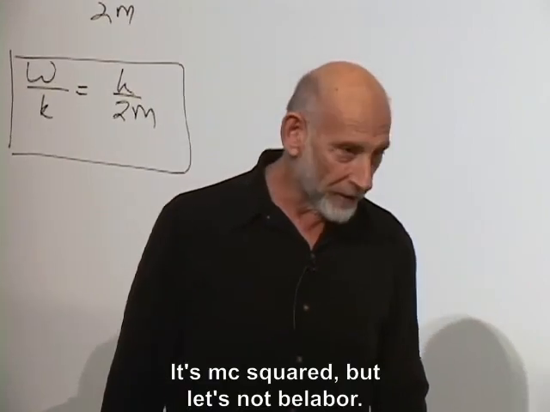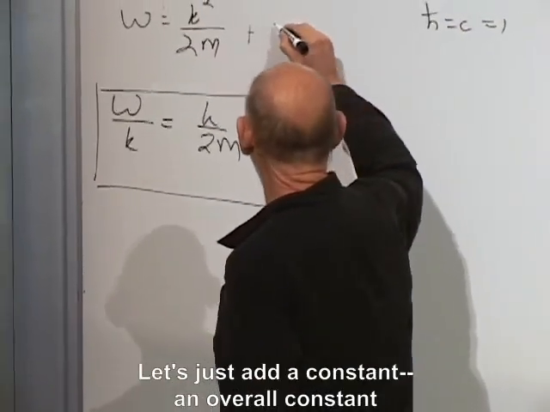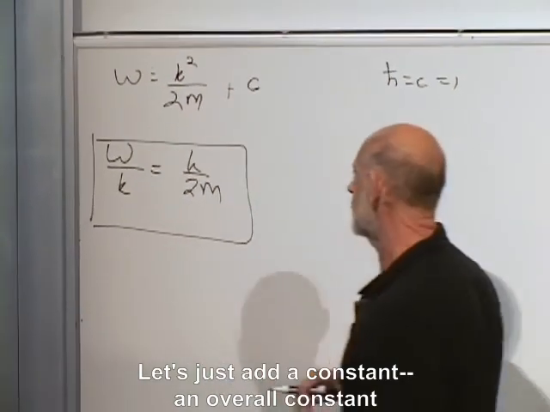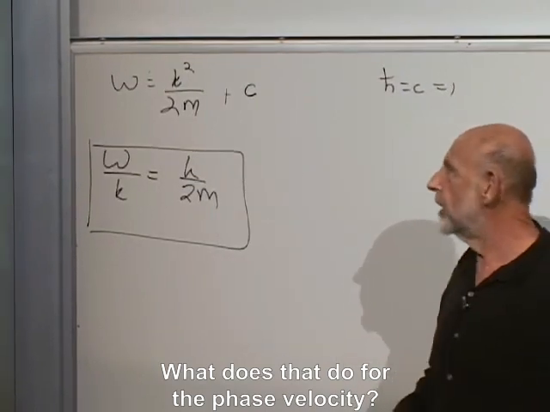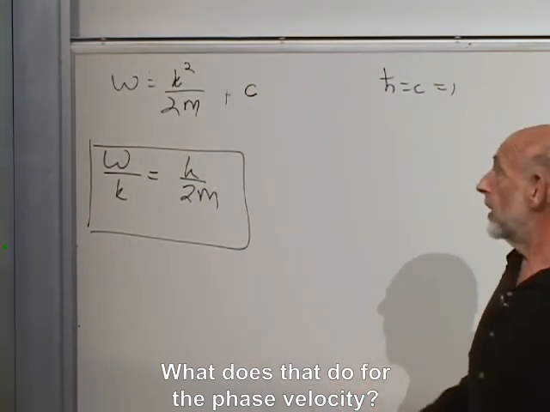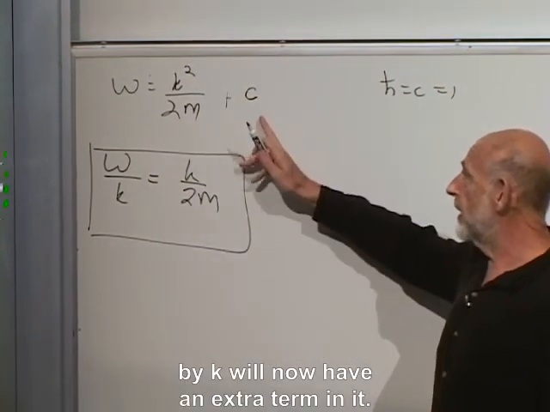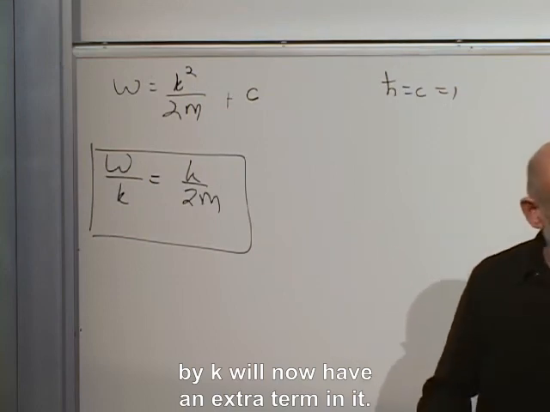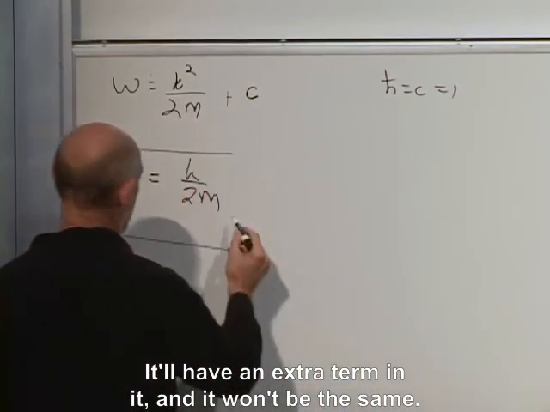It's mc squared, but let's not belabor. It's not important. Let's just add a constant, an overall constant to the frequency of all waves. What does that do to the group velocity, to the phase velocity? Well, it changes it. Omega divided by k will now have an extra term in it, and it won't be the same.